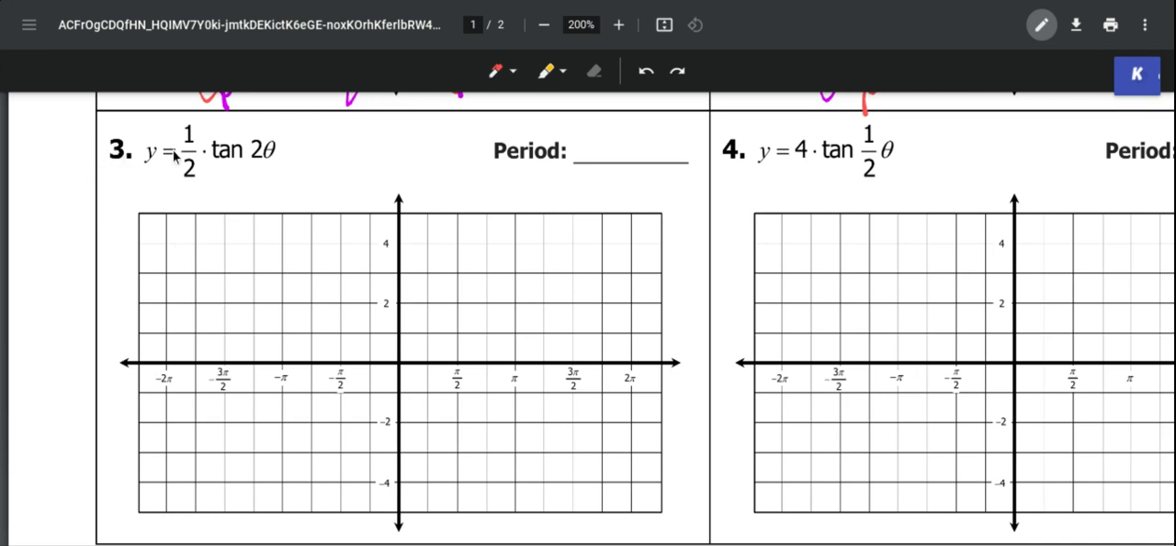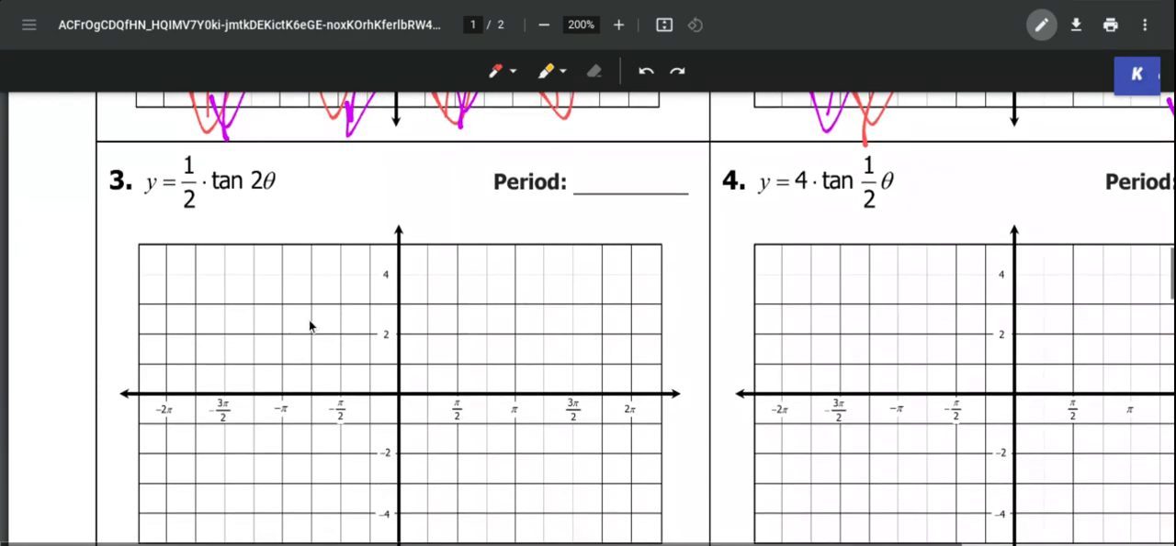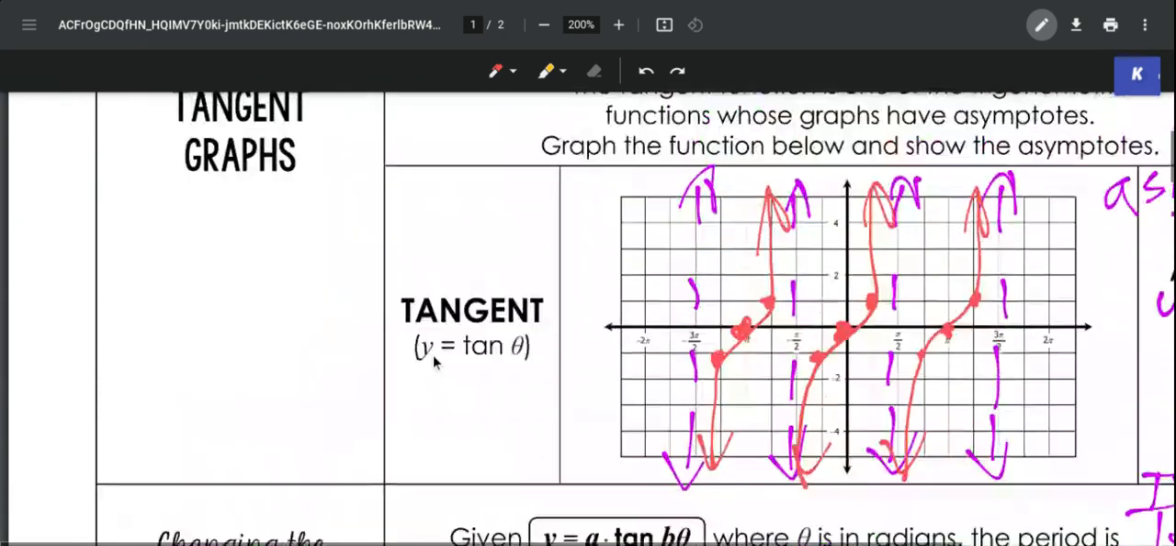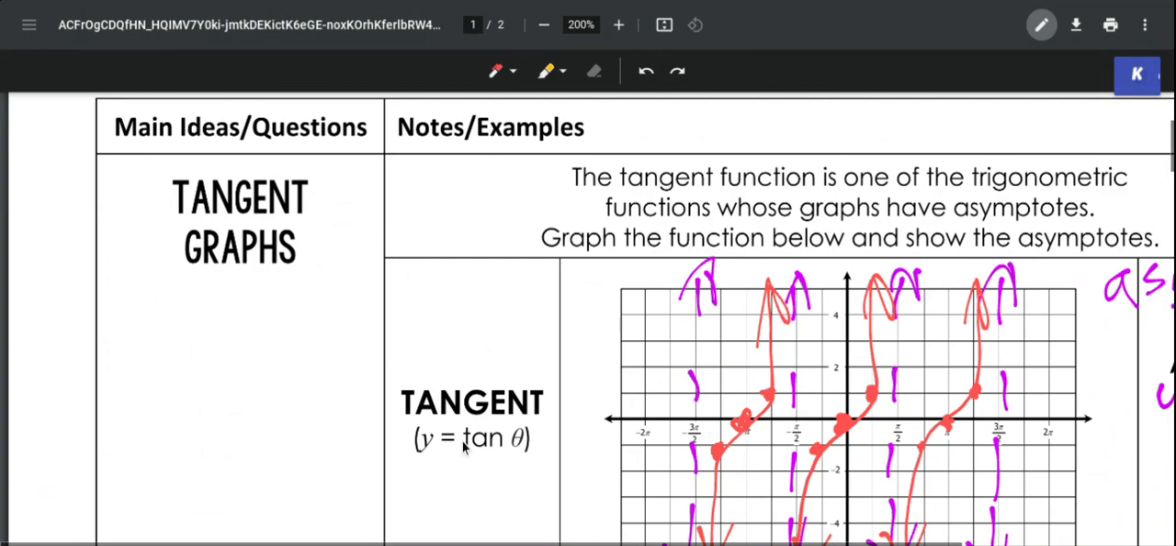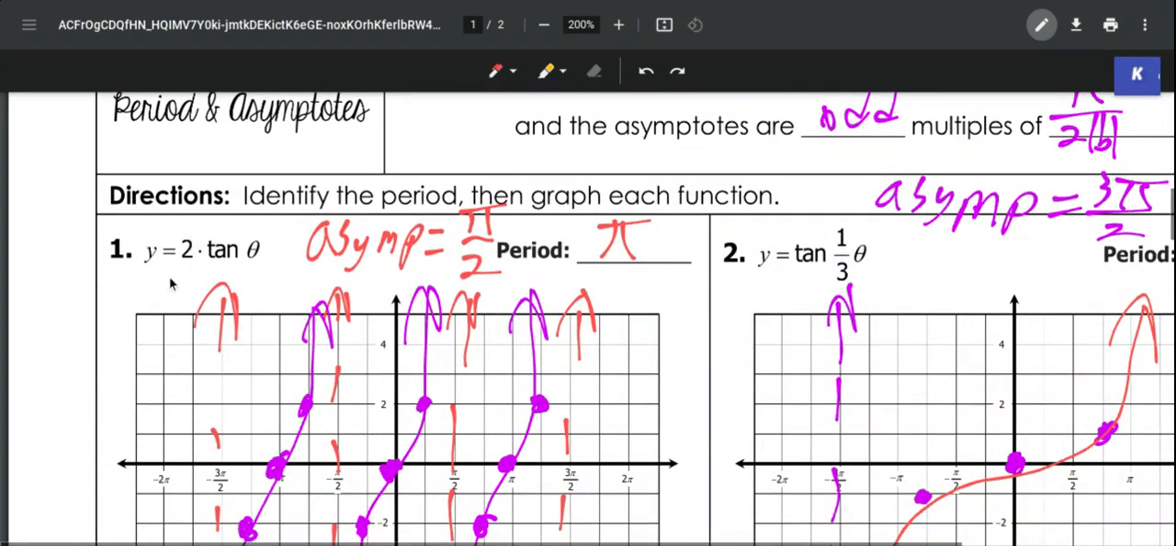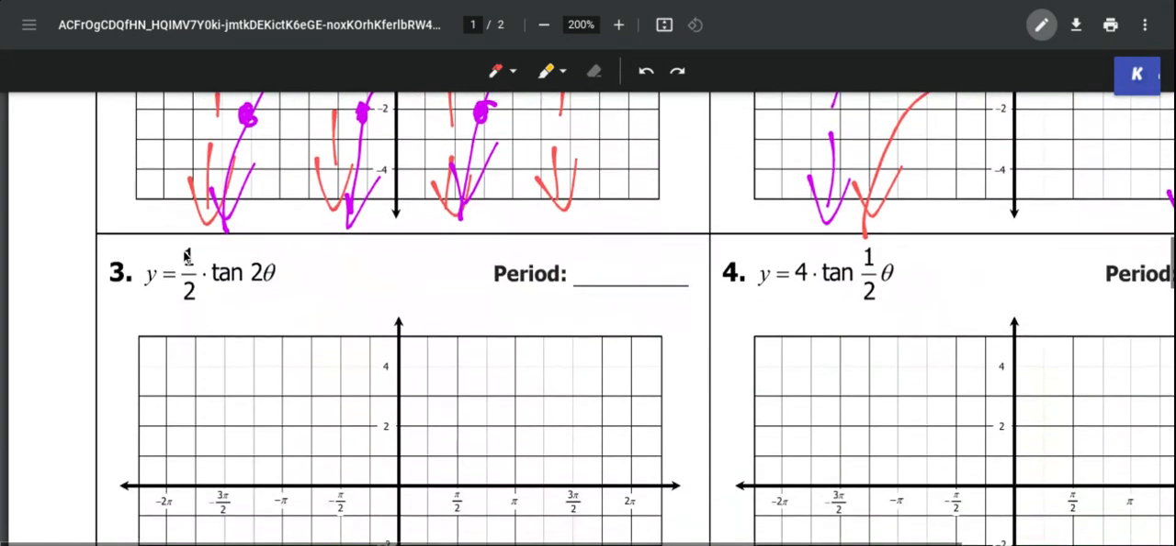All right, number 3, 1/2 times tangent of 2 theta. So that number 1/2 in front is used for our amplitude, and it pretty much means that that's our guideline. So before, when we just had tangent and we were making our 2 guide points, we would go up 1 if there was no number there. And when there was a number 1, that meant we went up 2 and down 2. Essentially, this means we're going to go up 1/2 and down 1/2. So that's what that number in the front is.